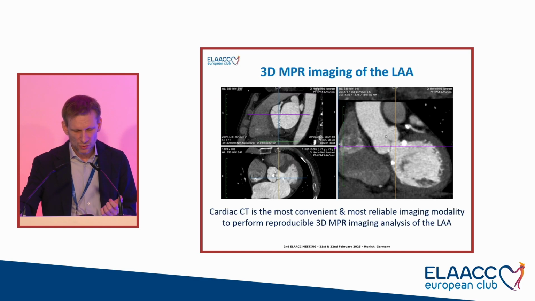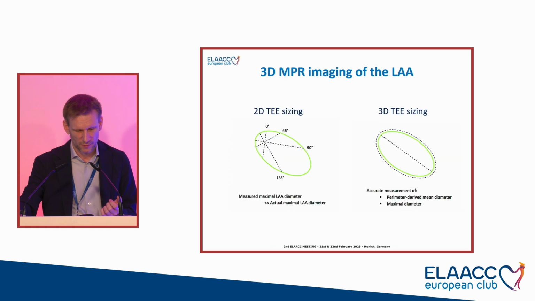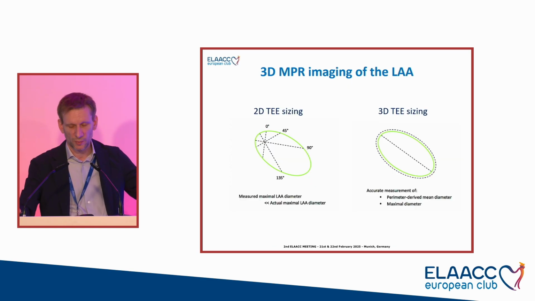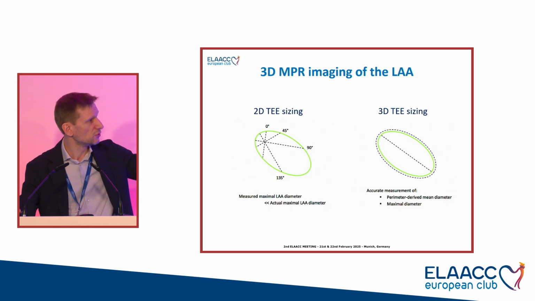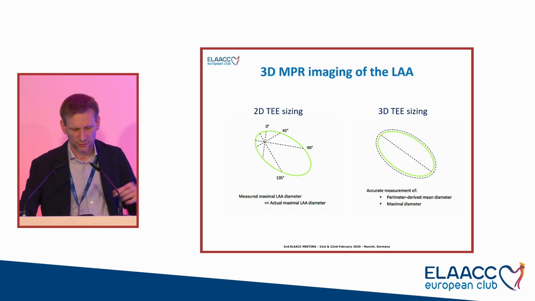But also, you know this image from before. That's the second problem, of course: you're never really sure that the maximal diameter is a true max, as was nicely shown by Ian as well. And then you have the additional problem of the different planes if you do the 0, 45, 90, 135.